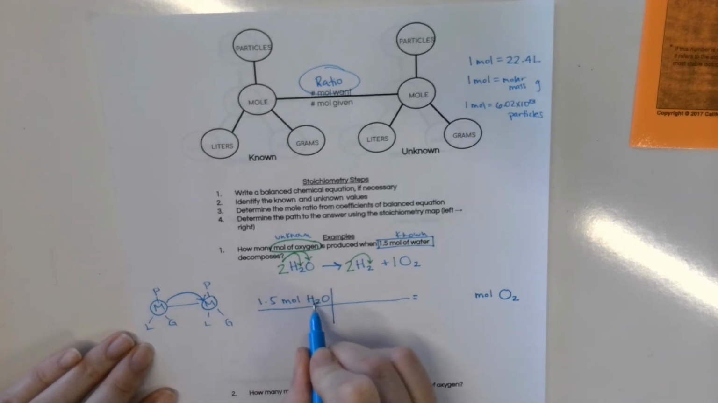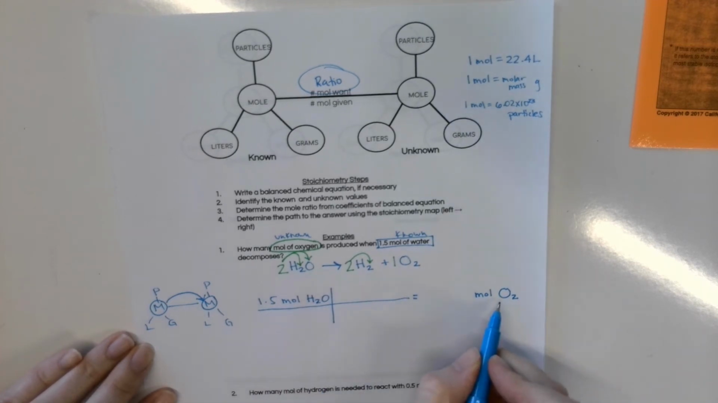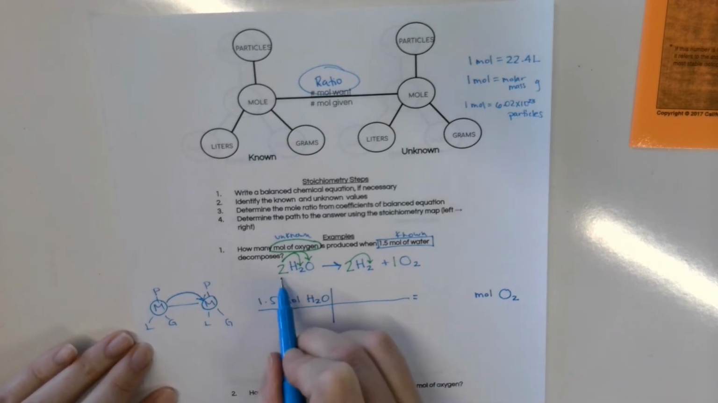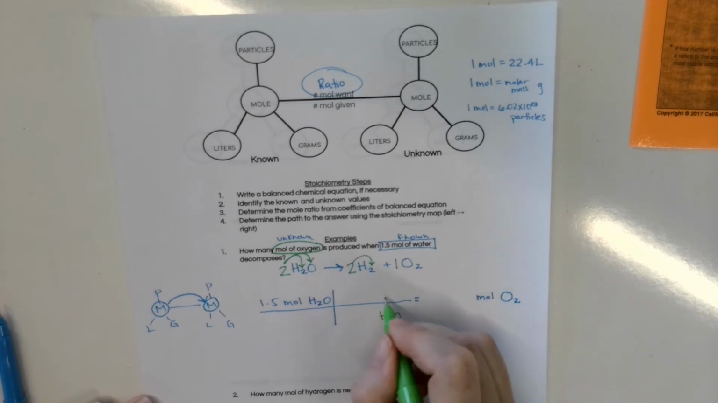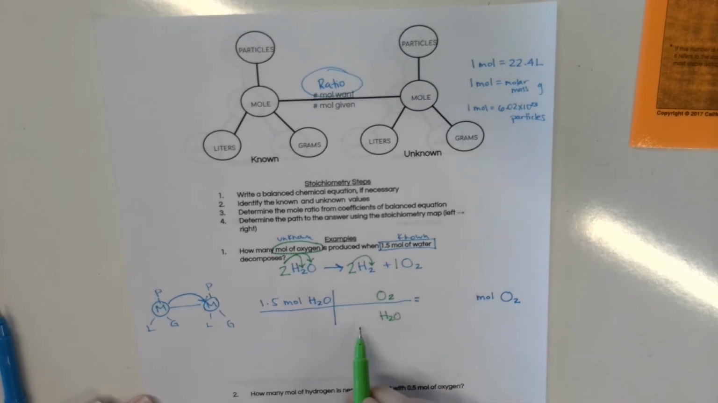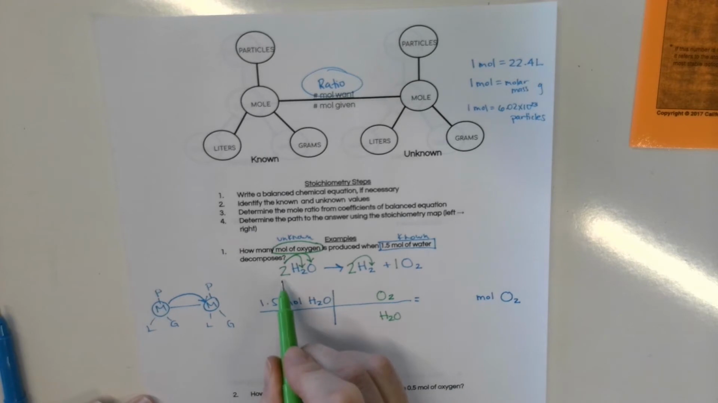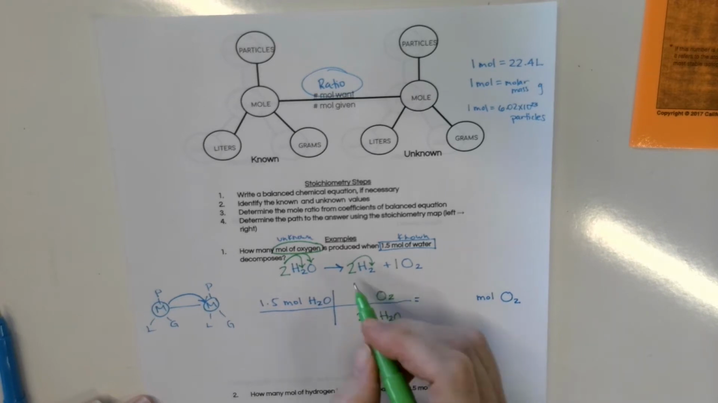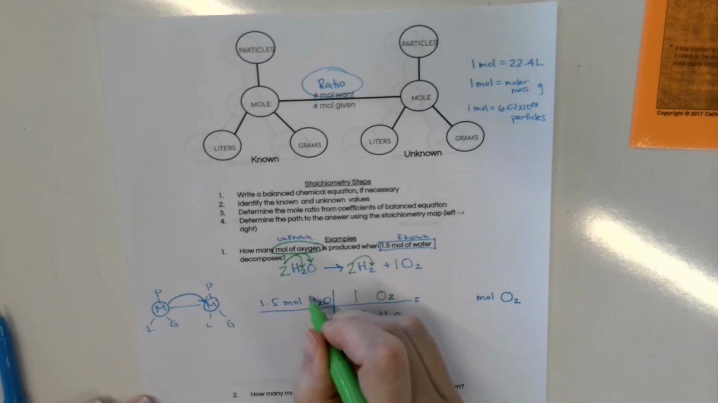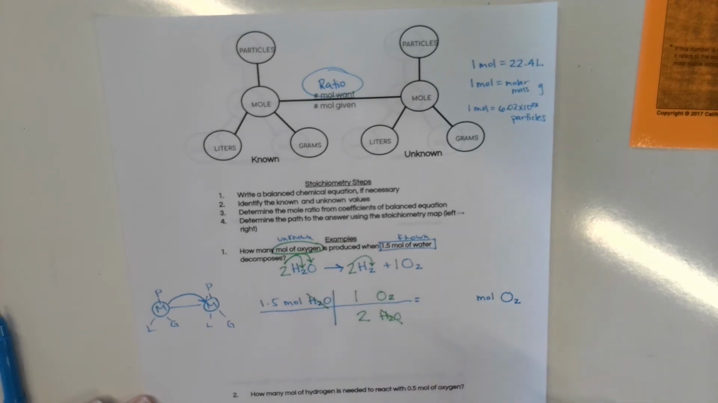Right, so I've got water here. I need oxygen. So I'm going to find their coefficients from the balanced equation. I want to get rid of water, so I need to have water on the bottom. I want oxygen, so that has to be on top. For this part, I'm going to find what the coefficients are from the equation. 2 is going to go in front of H2O, and 1 is going to go in front of O2. My waters will cancel, and now it becomes a normal problem.